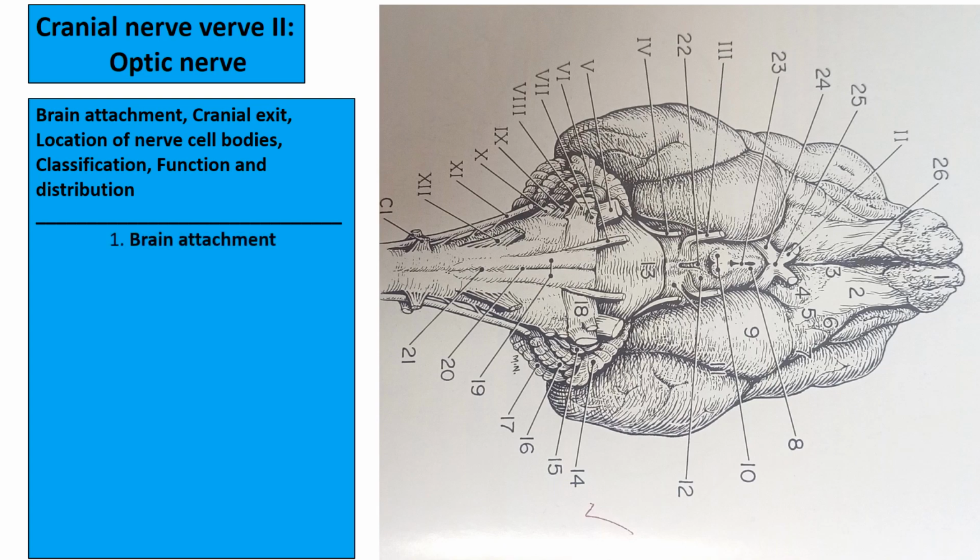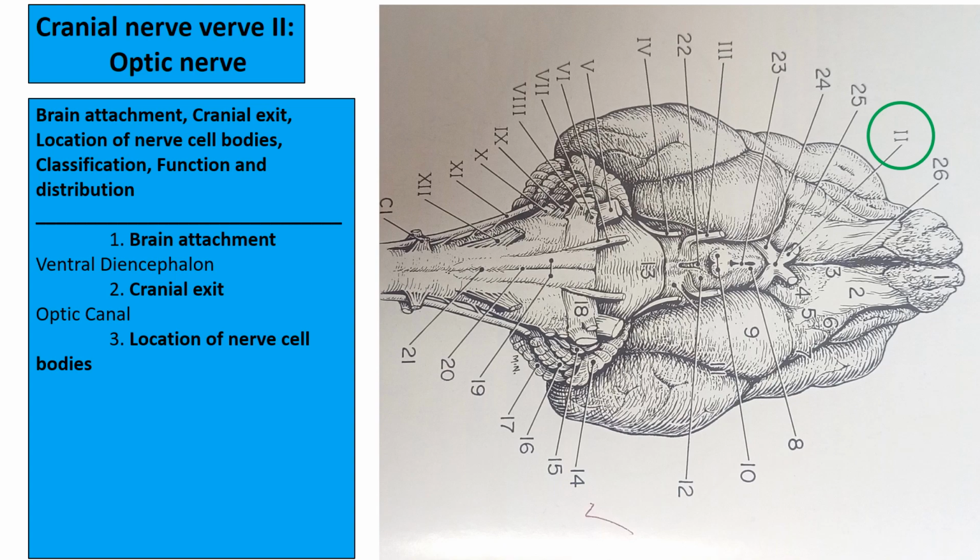So to begin with, the optic nerve is attached to a structure known as the ventral diencephalon, and on the diagram on your right you can see the position of the optic nerve. So where there is that optic chiasma, the crossing over of the left and right cranial nerve, optic nerve number 2, that is the position of the ventral diencephalon. So that's the brain attachment for the optic nerve. Then also the cranial exit for the optic nerve is the optic canal. So it goes through the optic canal before it connects to the eyeball.